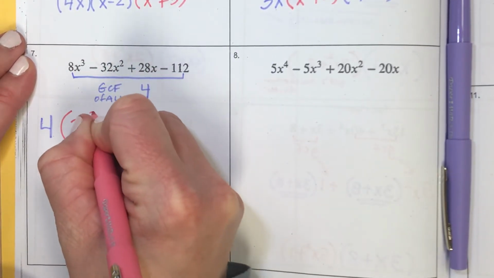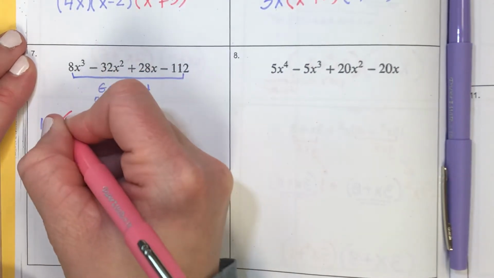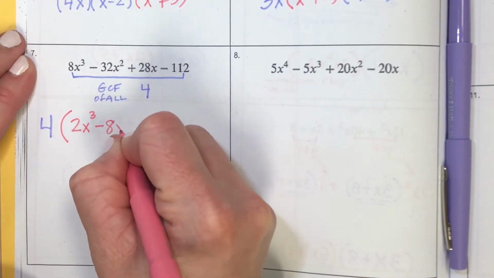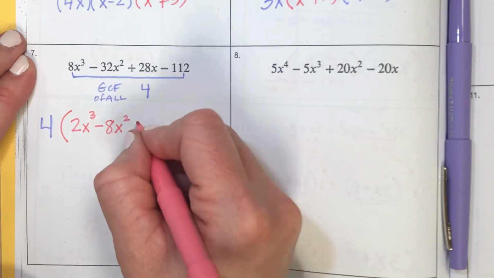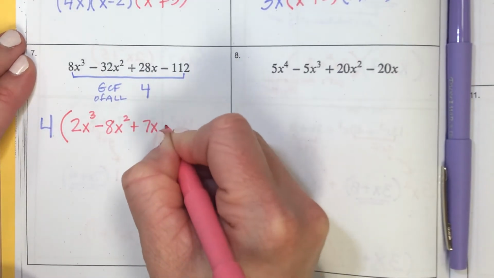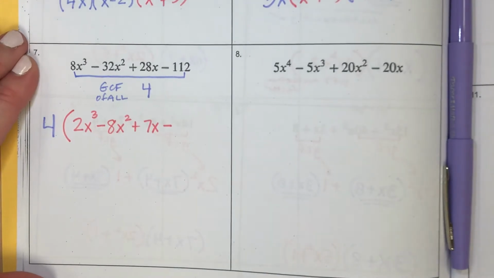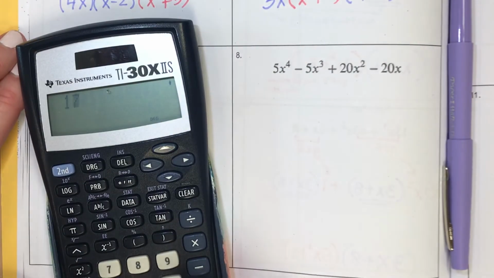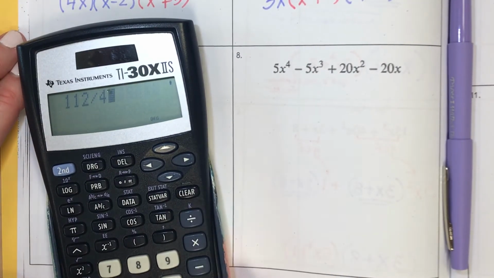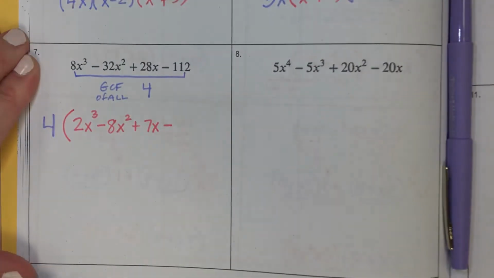So 2x cubed, 32 divided by 4 would be 8x squared, 28 divided by 4 is 7, and then 112 divided by 4 is 28.